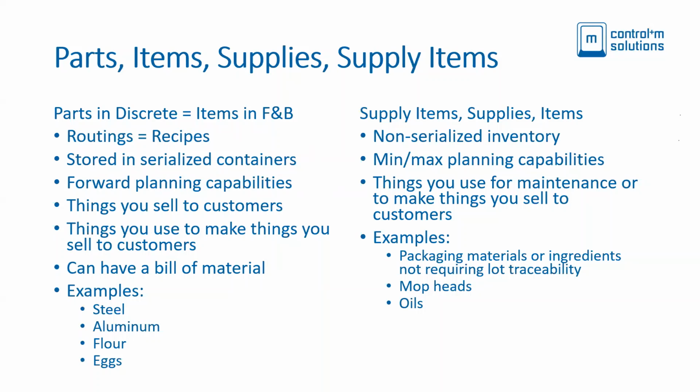We've got a number of people on the call today who are in what we would call discrete manufacturing, or really, metal forming, making plastics, those types of things. And we've got some food and beverage people too. In discrete manufacturing, things with routings in serialized containers are called parts. But in food and beverage PCNs, those are called items. And that's really confusing for some of us because in the discrete world, items are one way to refer to supply items.